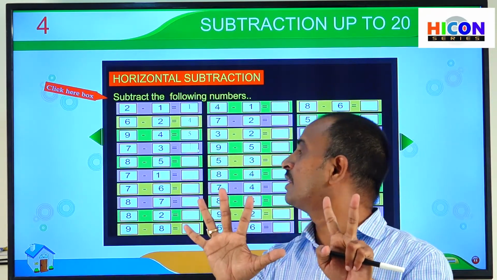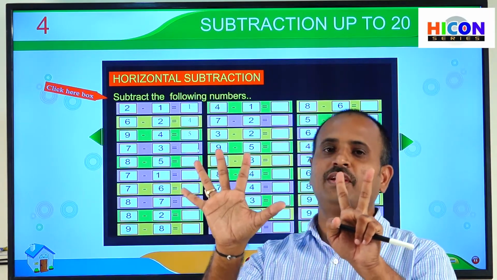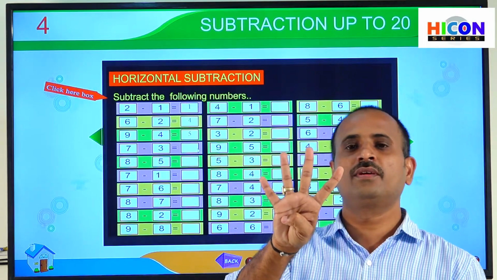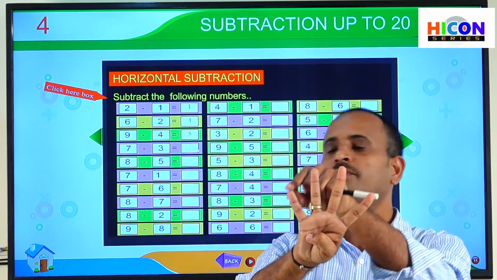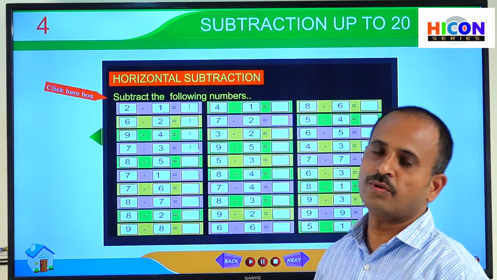Close the fingers equal to the second number. What is the second number there? 3. So close 3 fingers among 7 fingers. So 1, 2, 3. So how many fingers are left? 1, 2, 3, 4. The answer is 4. So write 4 in this box.